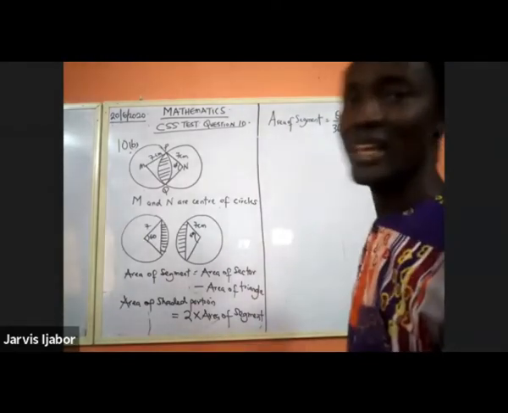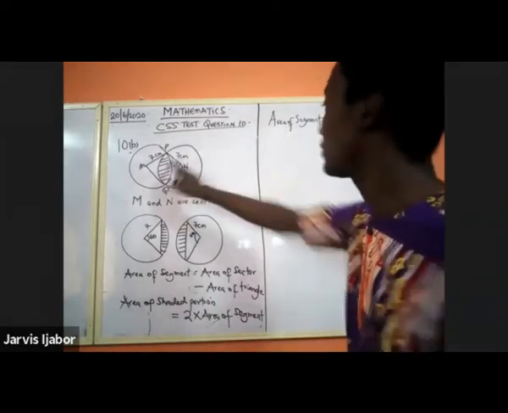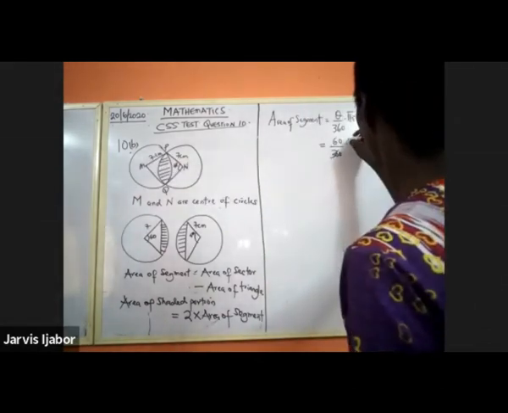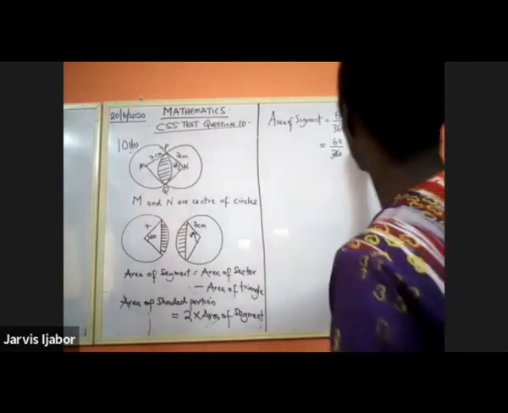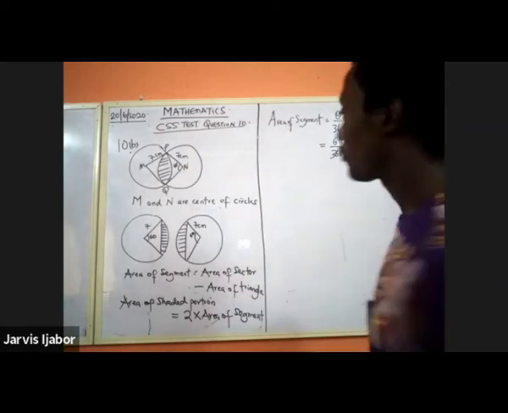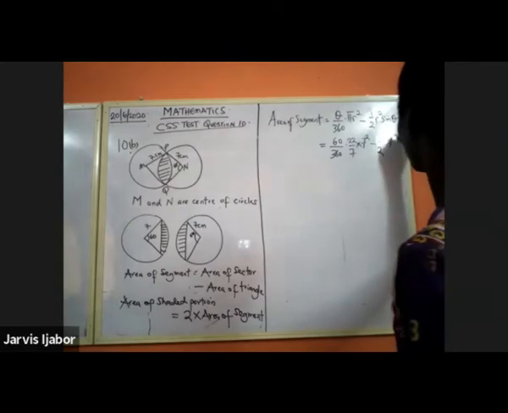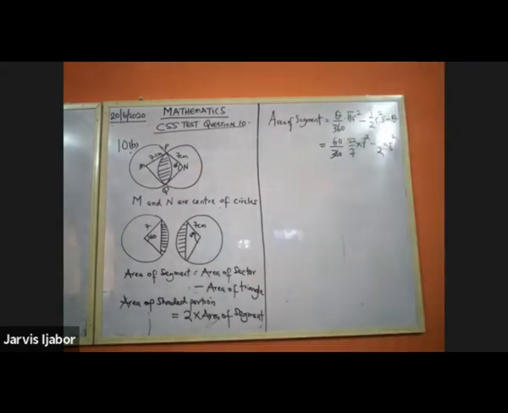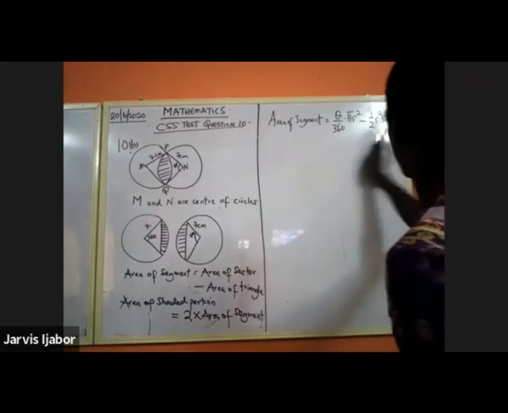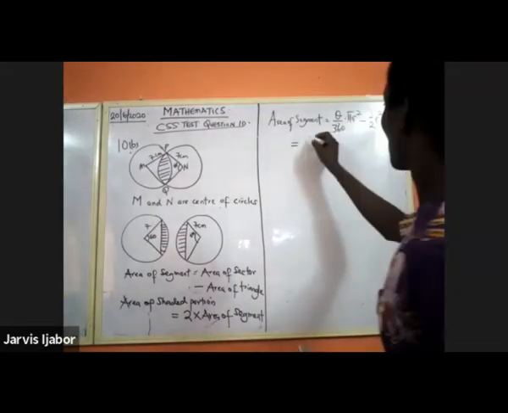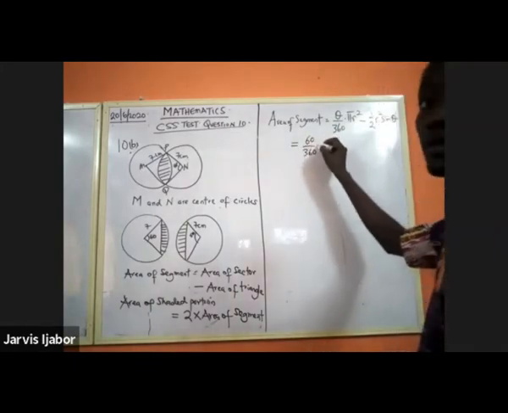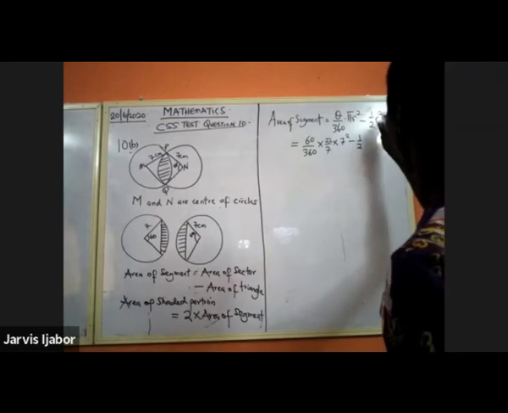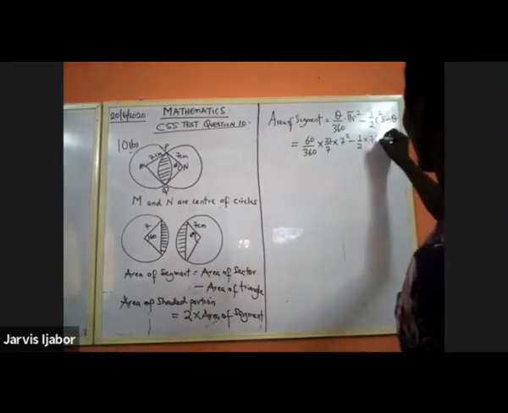All right, so with that, let's go ahead and solve. Theta is 60, so that will be 60 over 360 times pi, which is 22 over 7, times the radius 7 squared, minus half of 7 squared times sine 60. Let's clean this and write a little more, since we need more space.